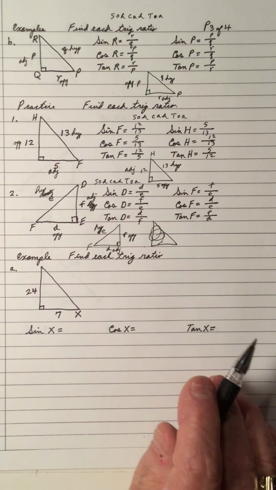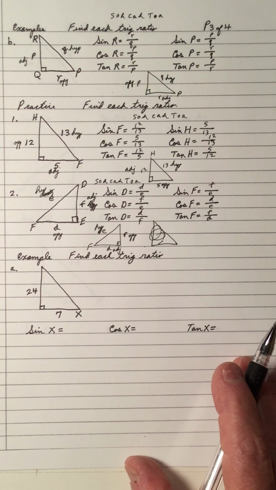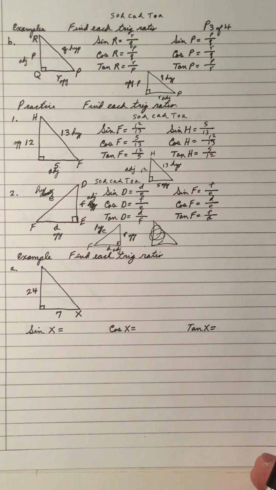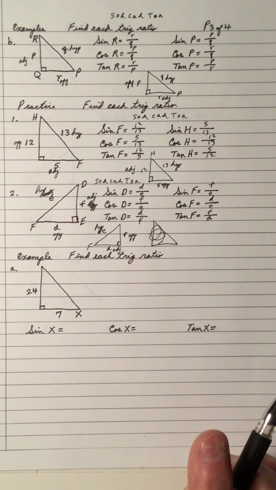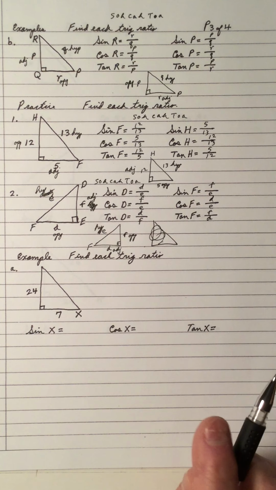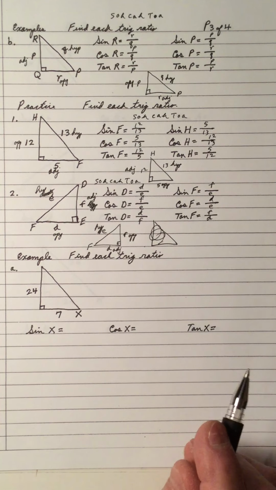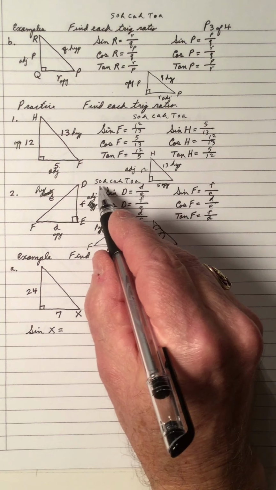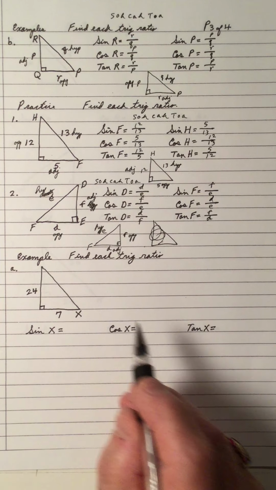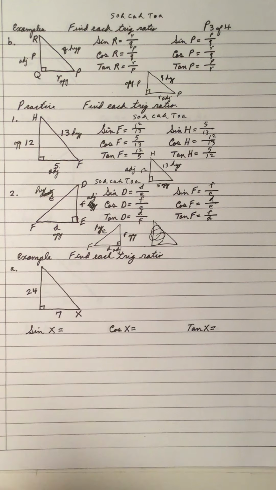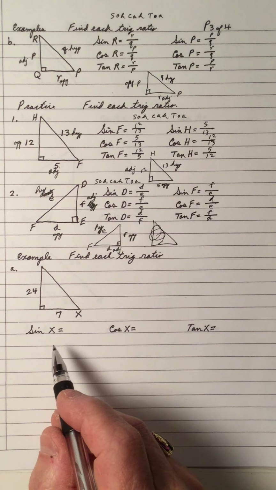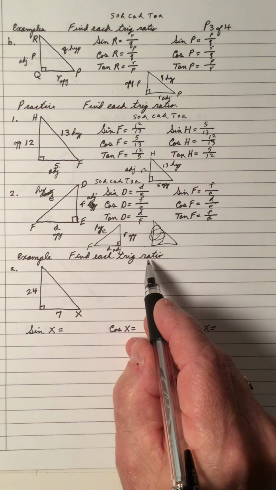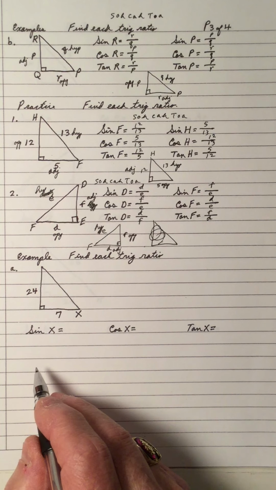Okay, so that's working out the trig ratios. Again, just be careful. Fill in the hypotenuse first, and the other two legs are the opposite and adjacent. Get used to that. And write down SOHCAHTOA every time. Now another example. I got another example because this is a little bit different. Find each trig ratio.